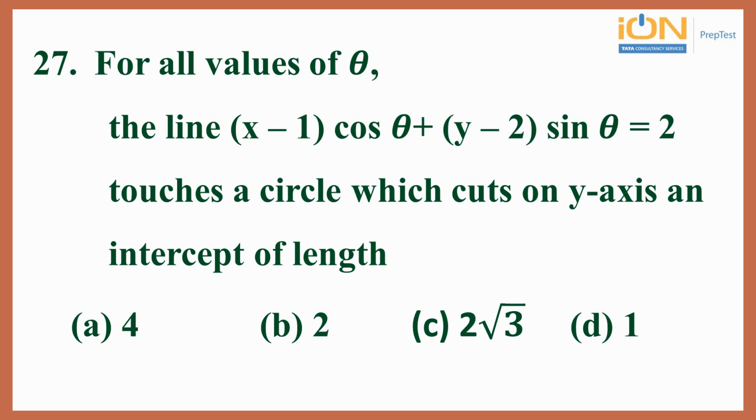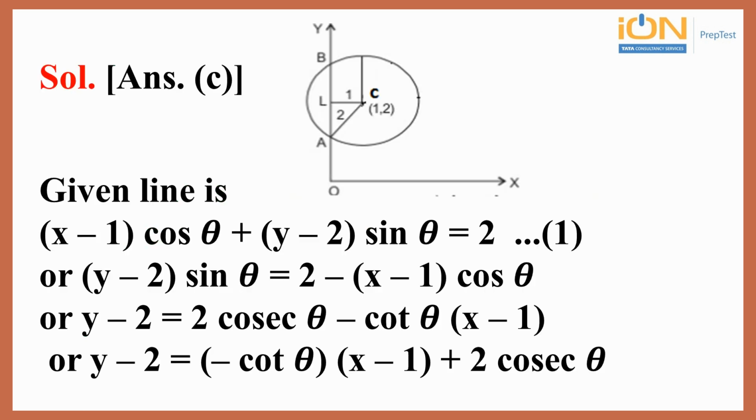Let's move to the next question, question number 27. For all values of theta, the line (x minus 1) cos theta plus (y minus 2) sin theta equal to 2 touches the circle which cuts on the y-axis an intercept of length. First option 4, second option 2, third option 2 root 3, and fourth option 1. The right option is the third option, that is C. Let us work out how it comes.